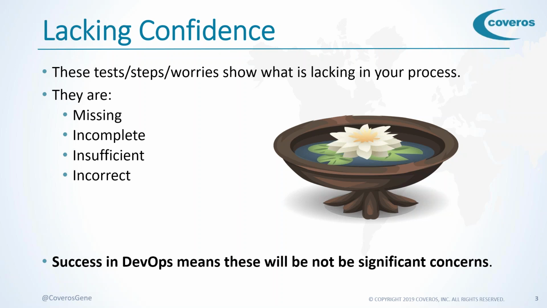And being successful in DevOps means that those will not be significant concerns, right? And I don't want to make it sound like that's a side effect of DevOps. That's what DevOps is about, is getting to the point where you don't have major problems expected. You don't have things that you know are going to be issues. Everything in the normal case should flow normally.